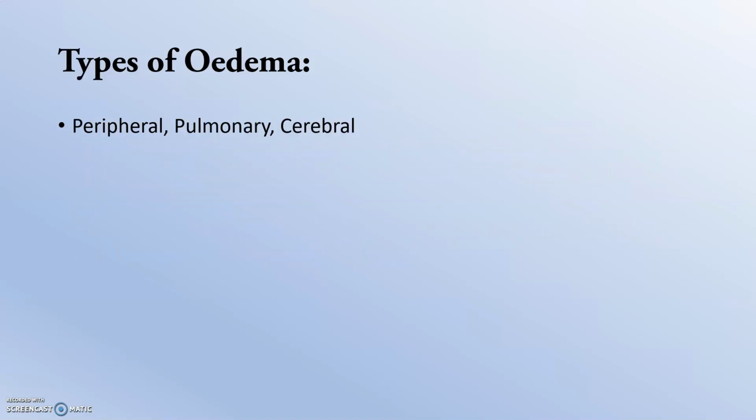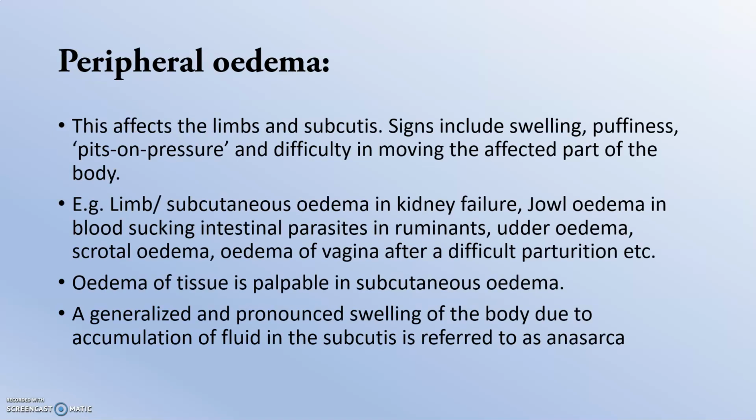So moving to the types of edema, there are mainly three types: peripheral edema, pulmonary edema, and cerebral edema. Moving to the first one, the peripheral edema. This affects the limbs and the subcutis mainly. Signs include swelling, puffiness, pitting on pressure, and difficulty in moving the affected part of the body.